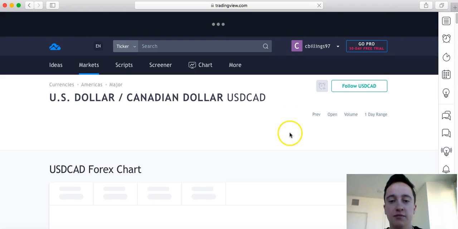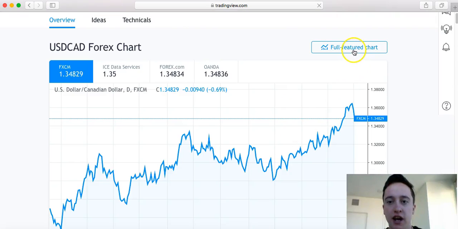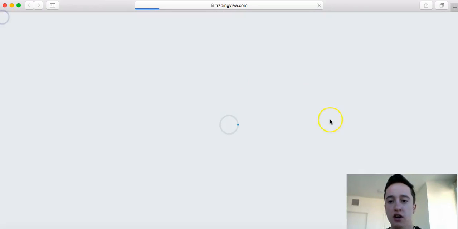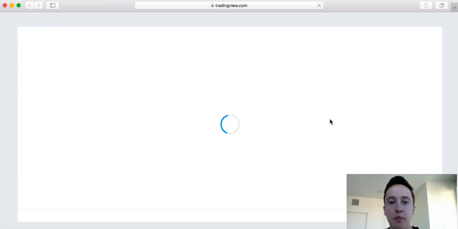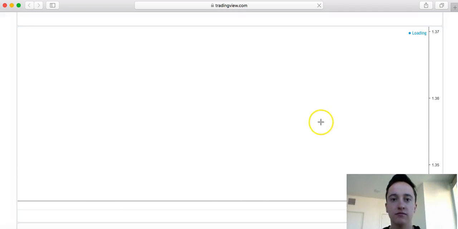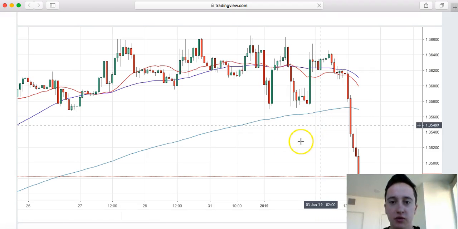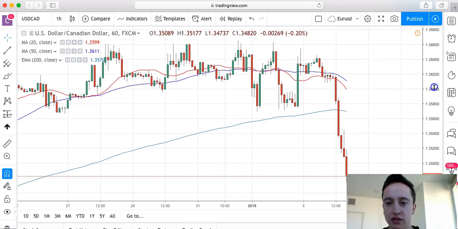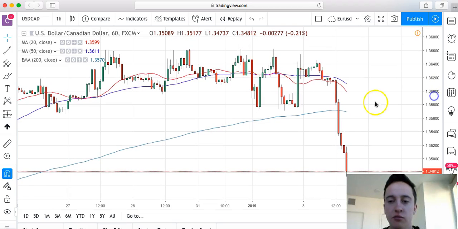We actually had some big news come out for the CAD earlier today. I'm going to show you guys how it affected the market. As you guys can see right here, we have USD CAD. I'm going to show you guys a couple of things that I use when I start trading on this platform.